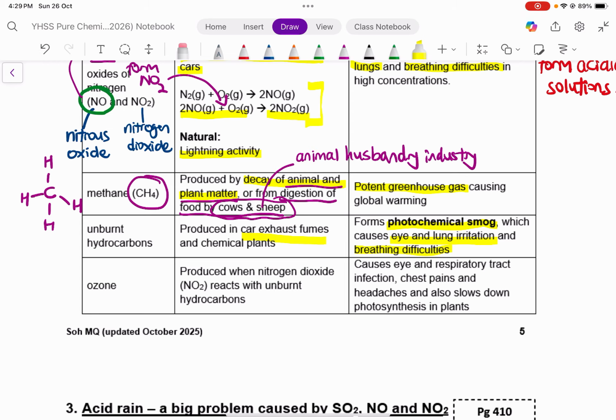Now, finally, we have ozone. Now, the chemical formula of ozone, I would like you to take down. Ozone is O3.